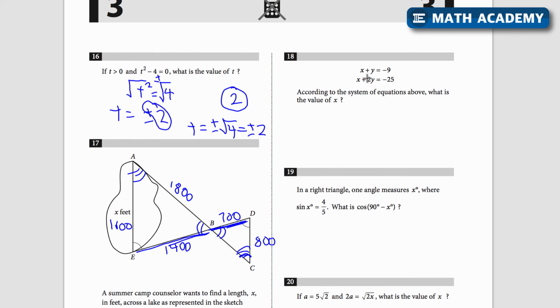Number 18, x plus y equals negative 9, x plus 2y equals negative 25. According to the system of equations above, what's the value of x? So I'm going to solve this system using a different method than I did last time. I'm going to use substitution here.